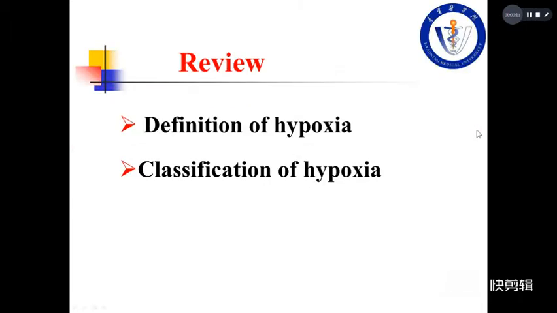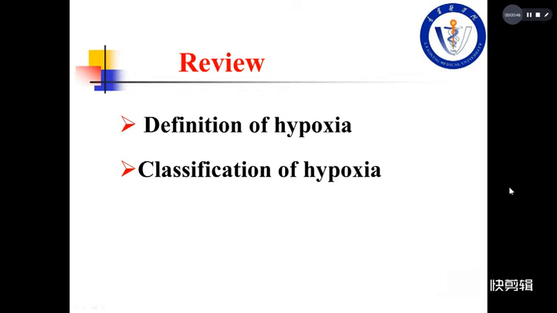Now first, let's review hypoxia. Definition of hypoxia. Classification of hypoxia. What is hypoxia? Hypoxia can be defined as a deficiency in either the delivery or the utilization of oxygen at a tissue level, which can lead to changes in function, metabolism, and even structure of the body.